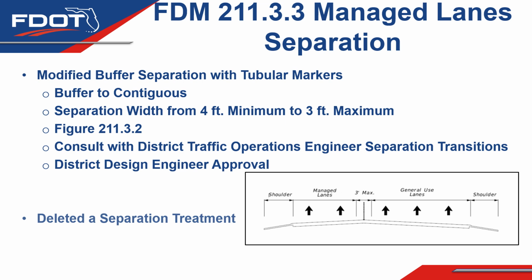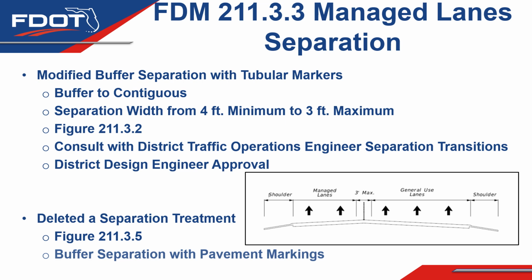The buffer separation with pavement markings type was also deleted from this list of separation treatment types, reducing the number of treatment types from 5 to 4. The changes were made to this chapter to be more consistent with the new Manual on Uniform Traffic Control Devices.